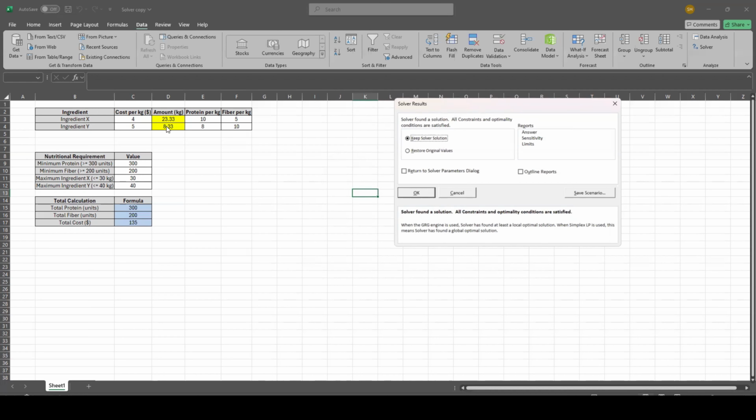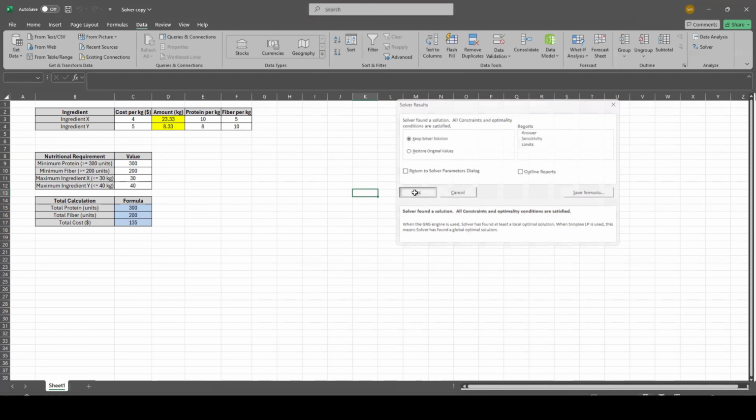So these are the results we got. For 23.33 kg of ingredient X and 8.33 kg of ingredient Y, the mixture or the drink is going to meet all the constraints or all the requirements, and at the same time, the cost will be minimum, which is $135. So keep the Solver solution, press OK.